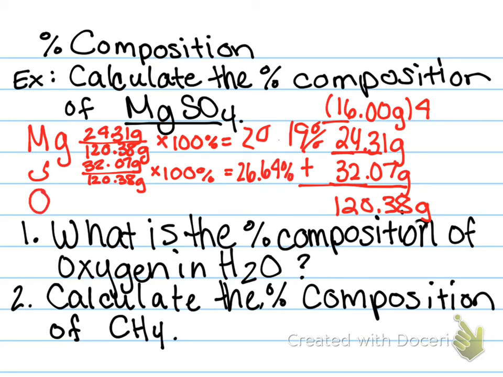The last element we're going to solve for is oxygen. The difference between oxygen and the magnesium and the sulfur is that there are 4 oxygens in our compound, which means we're not just going to use 16, we're going to use 16.00 grams times 4, and then divide that by 120.38 grams, just like we did before, and multiply by 100%. Whenever we do the math, we should get an answer which is 53.16%. And if we add all 3 of these up, we should get a number that's very close to 100%.